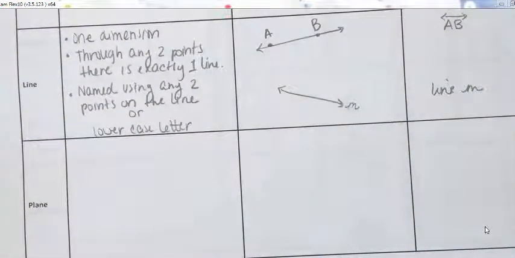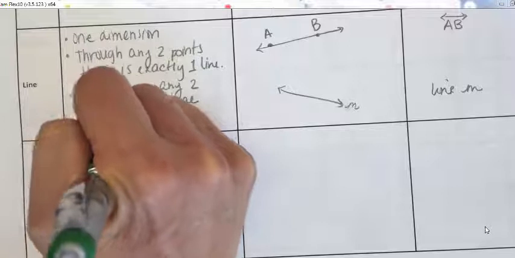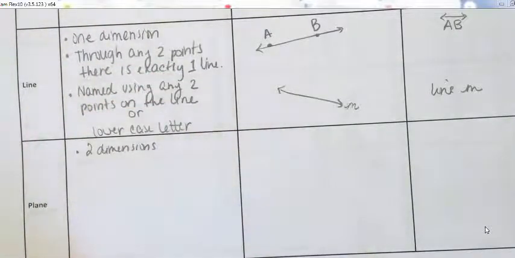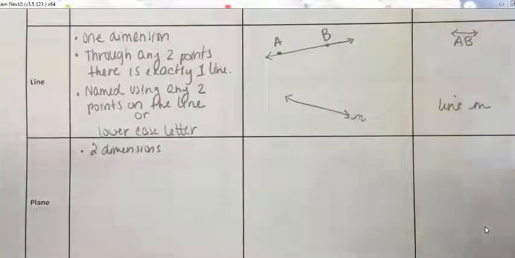All right, the next one, a plane. So a plane has 2 dimensions now. Again, I'll use bullets because we got quite a bit here. 2 dimensions. So this means it has length and width. Think of a plane like a piece of paper. But it's a piece of paper whose length and width go on forever. Never, ever, ever ending.